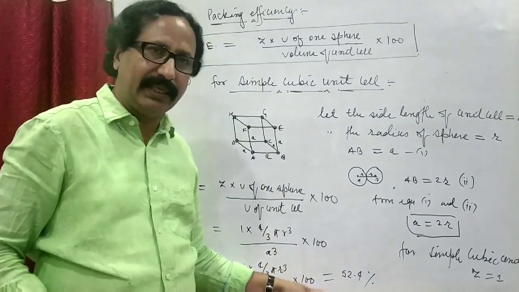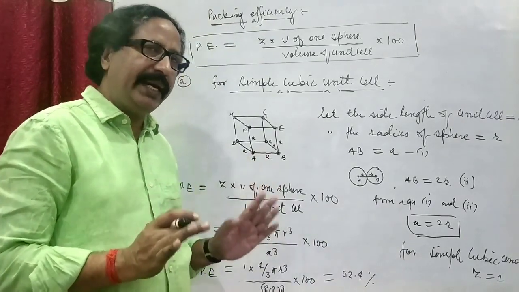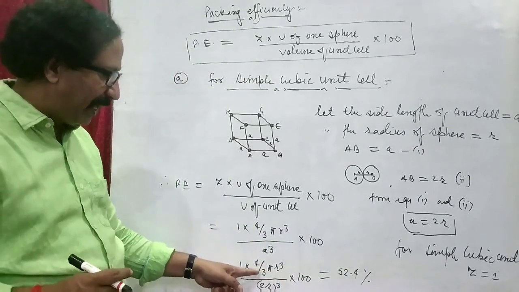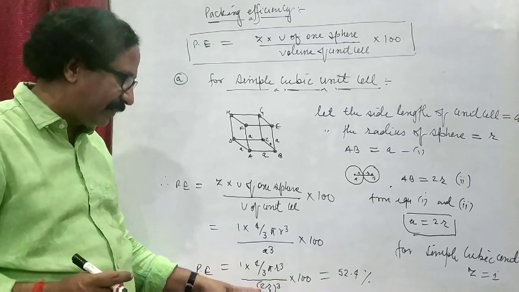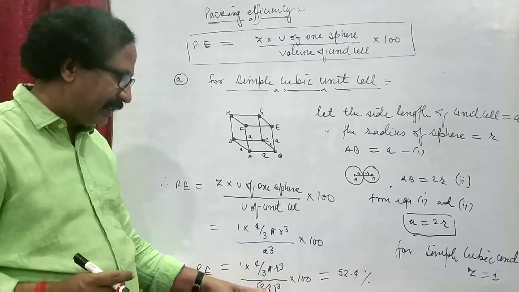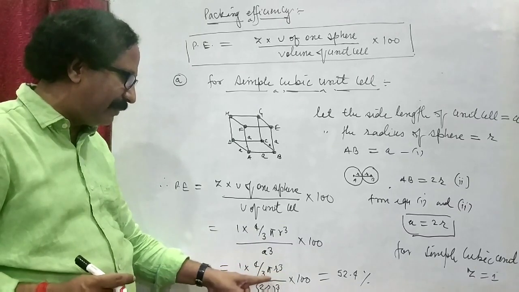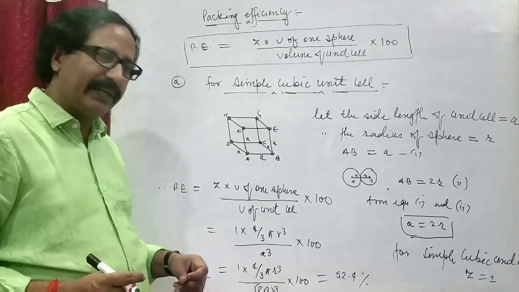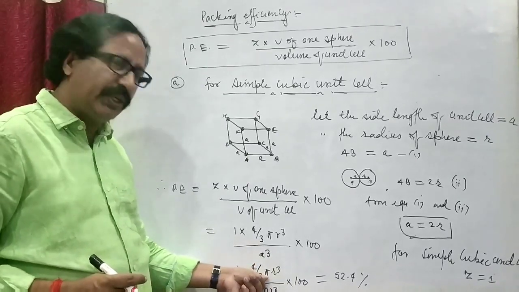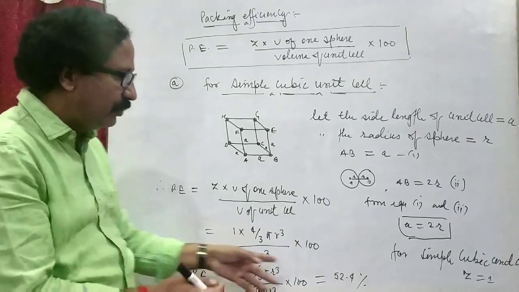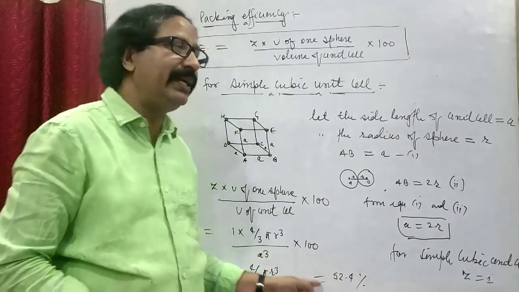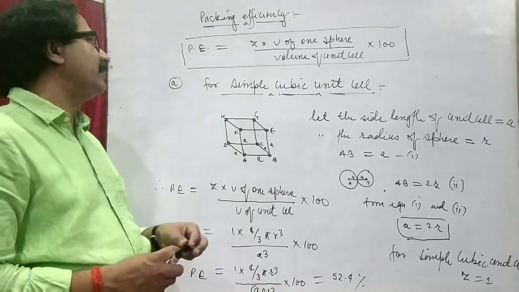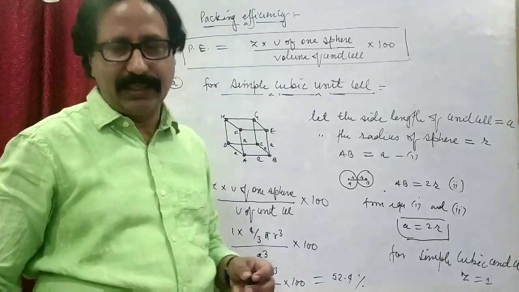This is the packing efficiency of simple cubic unit cell. You should remember forever, its absolute value is 52.4%. When we solve this one, 8 r cube cancels by this, and here the value of pi is 22 upon 7. Applying this value, the result must be 52.4%. This is the packing efficiency of simple cubic unit cell, right?